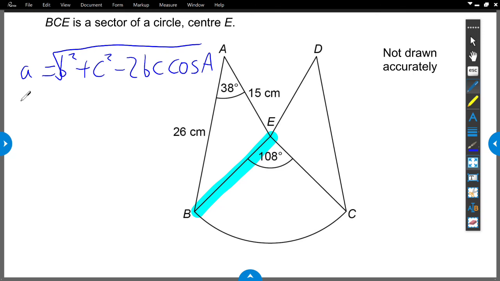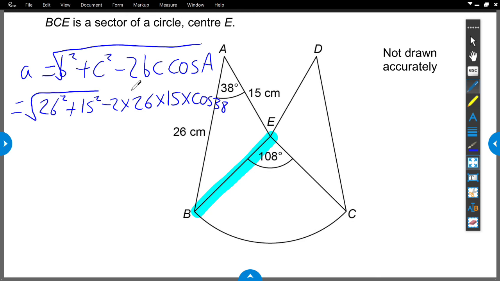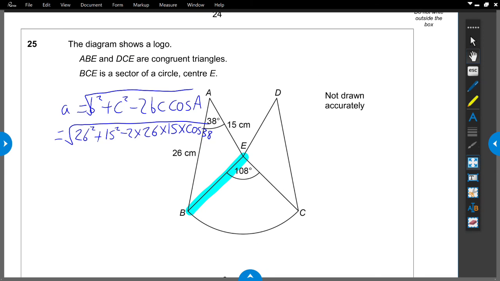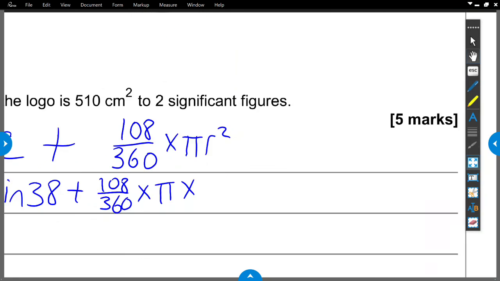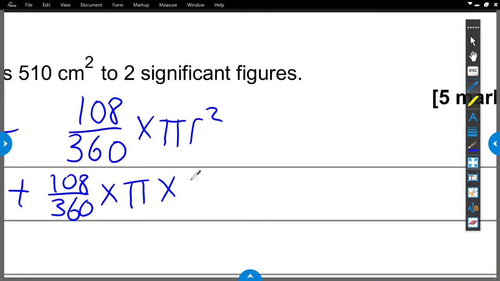Now I can just plug in the numbers. So b, let's say that that's 26. C, let's say that that's 15. And then times cosine of the angle, which is cosine 38. And we're doing the square root of all that, which you can put straight into a calculator. And we get 16.9 something. I'm just going to store that as an answer on the calculator and put it straight in here.